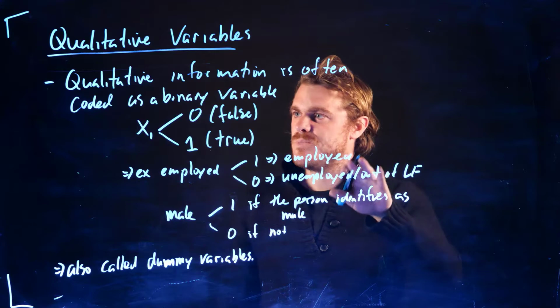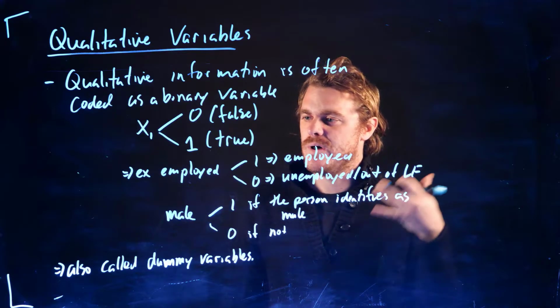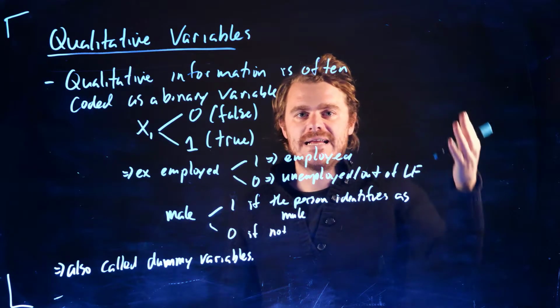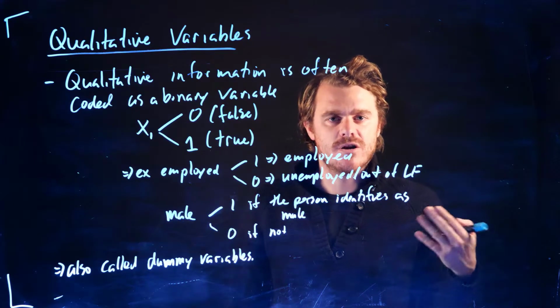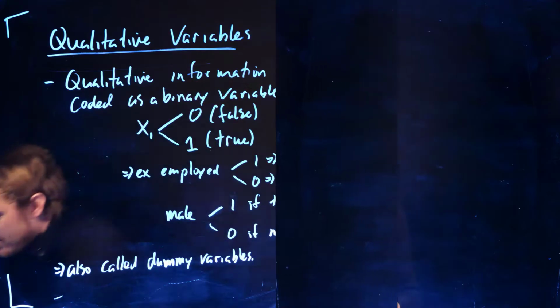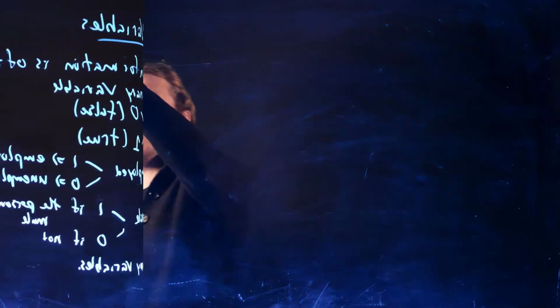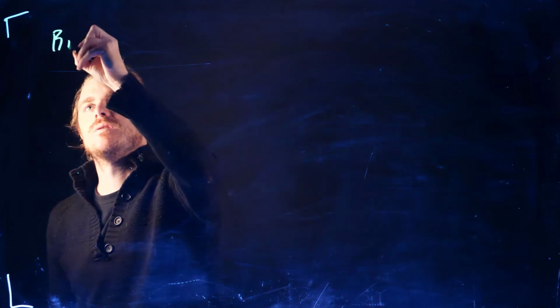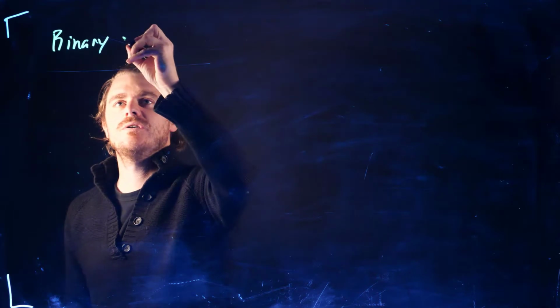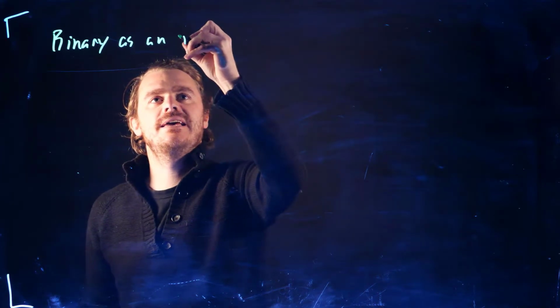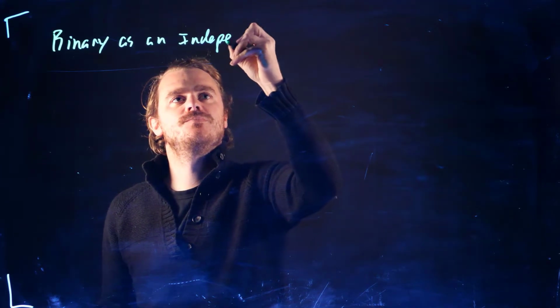But let's erase this board and start off by talking about what happens if we use one of these binary variables as one of the independent variables in our regression. So a binary or qualitative variable as an independent variable.